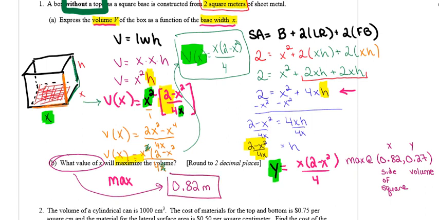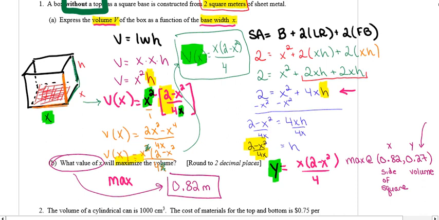If this had asked what was the maximum volume of the box that can be made, then I would have answered with the y value, the 0.27 cubic meters. So just be a good, careful reader and make sure you're giving whatever it is that has been requested of you in the question.